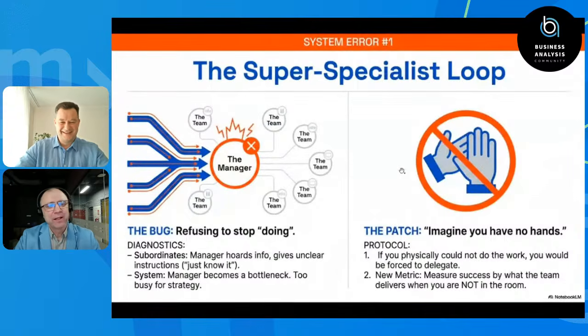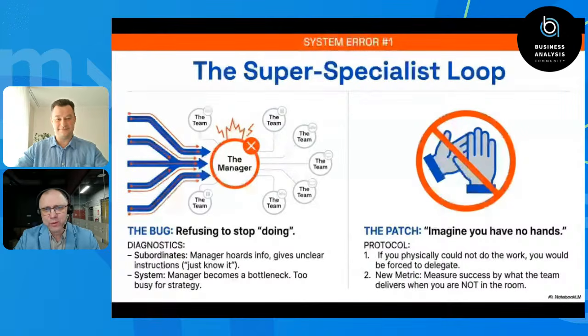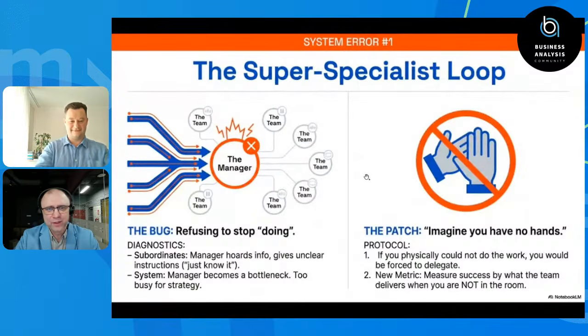Okay. The first you can see on the right on the screen, that's a sign. Imagine that you have no hands. You simply can't do everything yourself anymore. What would you do in that case? You would have no choice but to delegate, to explain clearly, to trust your team to deliver results.